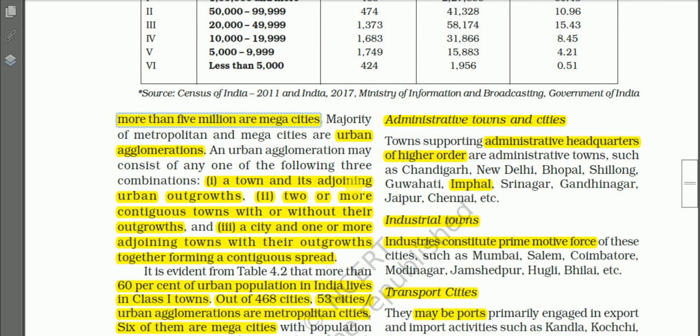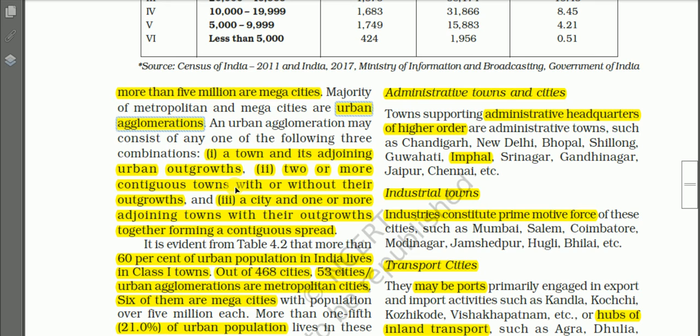So in India, majority of metropolitan and megacities are urban agglomerations. So what are urban agglomerations? Let us see. An urban agglomeration may consist of any one of the following 3 combinations.